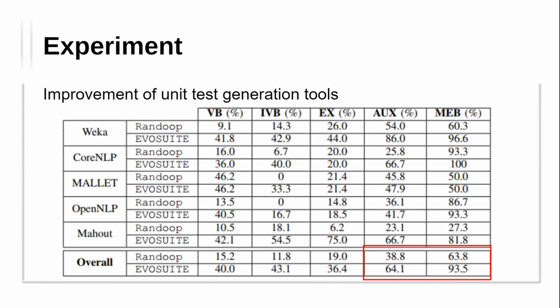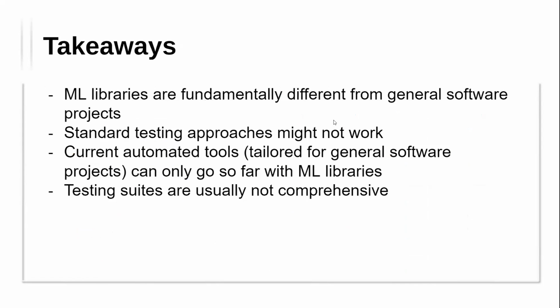So the authors conclude that these two categories can be significantly helped by the generation tools, but for the other three, the improvement, although quite good, is still limited overall. So to finish off, the takeaway for me at least was that machine learning libraries are fundamentally different from general software projects.